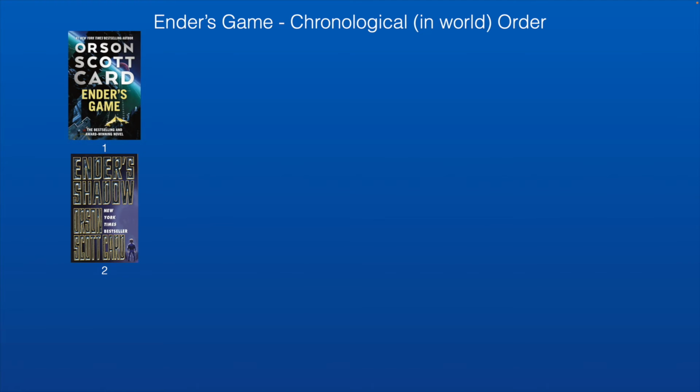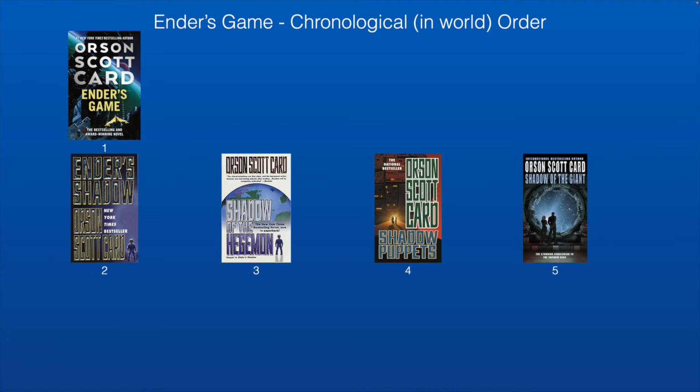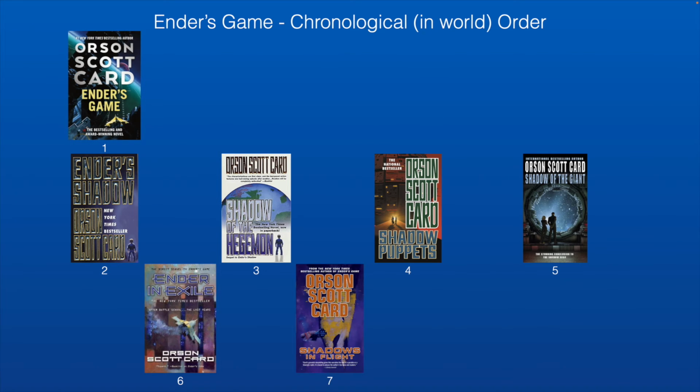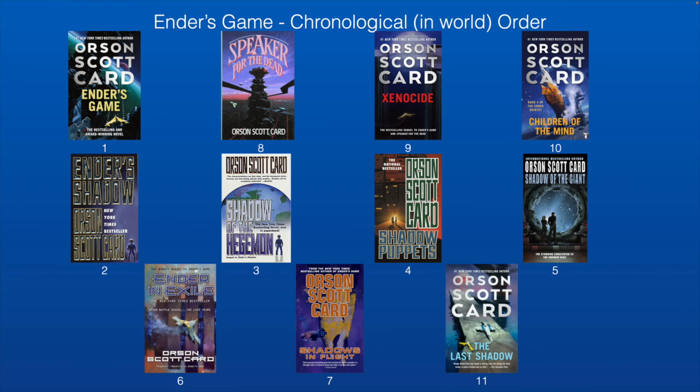After Ender's Shadow, we'll read the rest of the Shadow series, Shadow of the Hegemon, Shadow Puppets, and Shadow of the Giant, finishing out the core Shadow series novels. Next we'll read Ender in Exile and Shadows in Flight, both outliers, but next in the chronology. We'll then read the rest of the Ender Quartet, Speaker for the Dead, Xenocide, and Children of the Mind, and then conclude with The Last Shadow. Another good byproduct of this order is that the main characters in The Last Shadow are the same as those in the Ender Quartet, so you would not have 6 novels between Children of the Mind and The Last Shadow muddying your memory of these characters. So that's chronological in-world order.